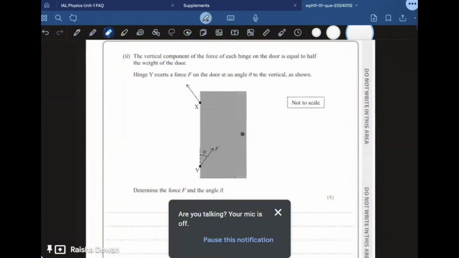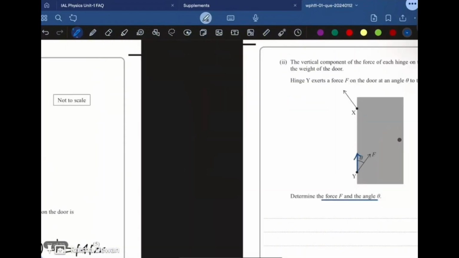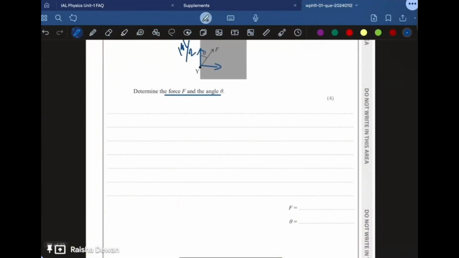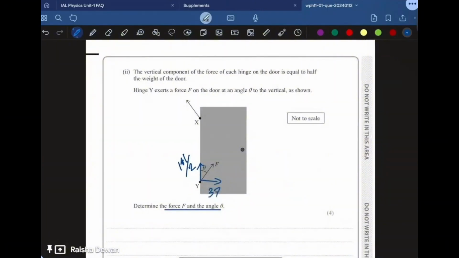I'm explaining once again. আরেকবার explain করতেছি, শুনেন। The thing is, they have asked us in this question about the force and the angle theta. Now, to figure out this force F, this is our vertical component, which was W/2, right? Here we figured out it was W/2. So as it was W/2, we know our W was 141 and divided by 2. Sorry, the horizontal component was 37.5 that we have figured out.